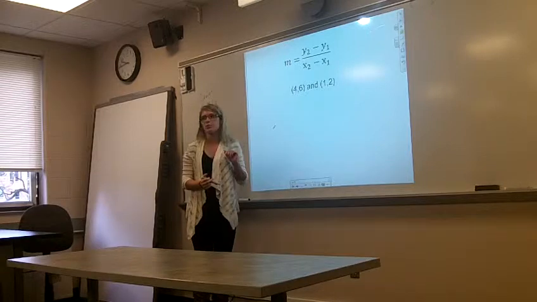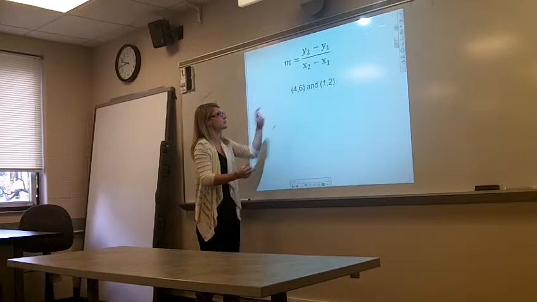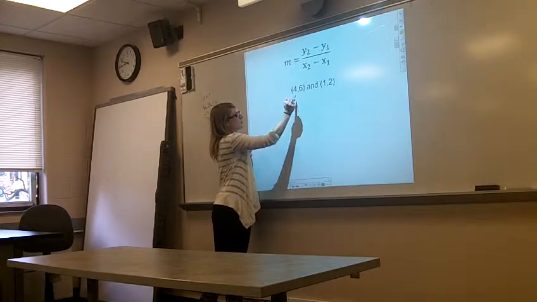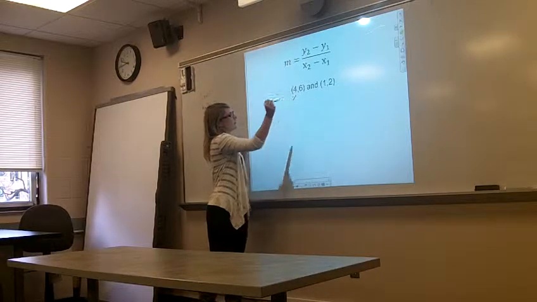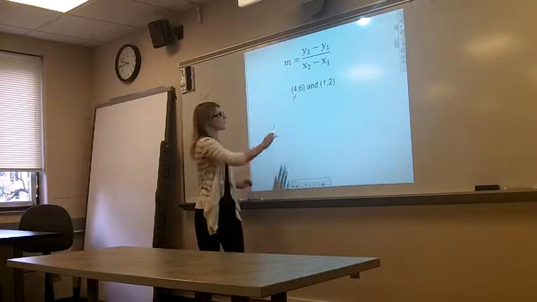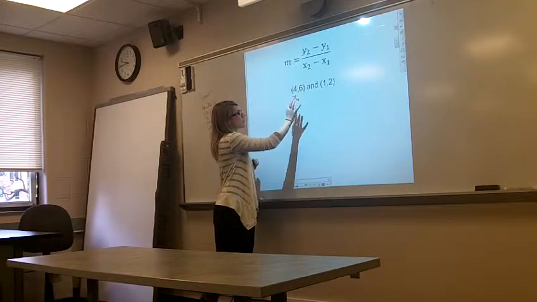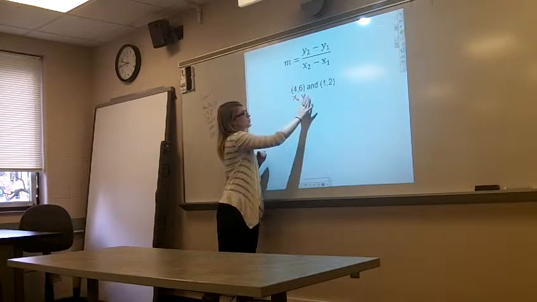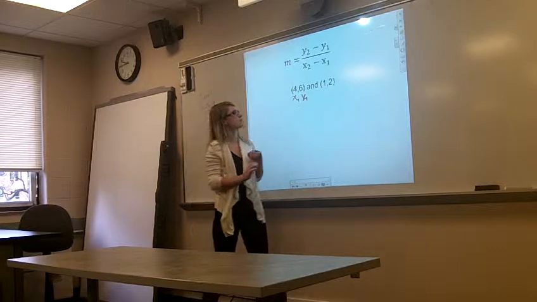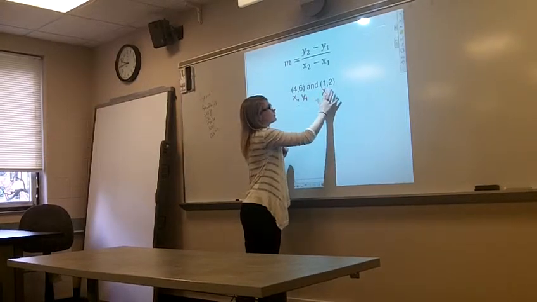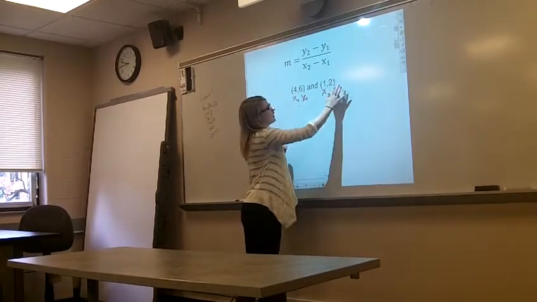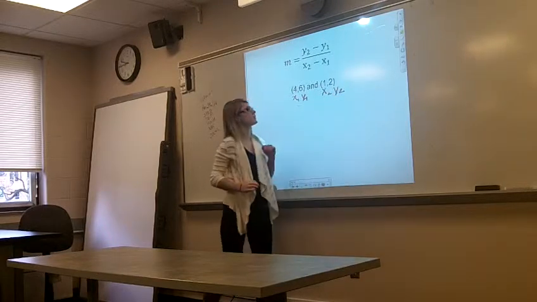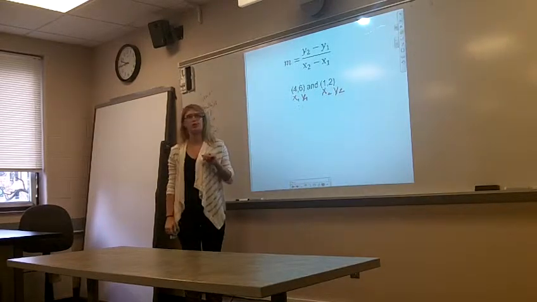Okay. So you want to label your points first. So this is your first x, x sub 1. Use your finger. And then this is your first y, so it would be y sub 1. And then this is your second x, x sub 2, and y sub 2. Then you're just going to take these points and plug them into your formula.